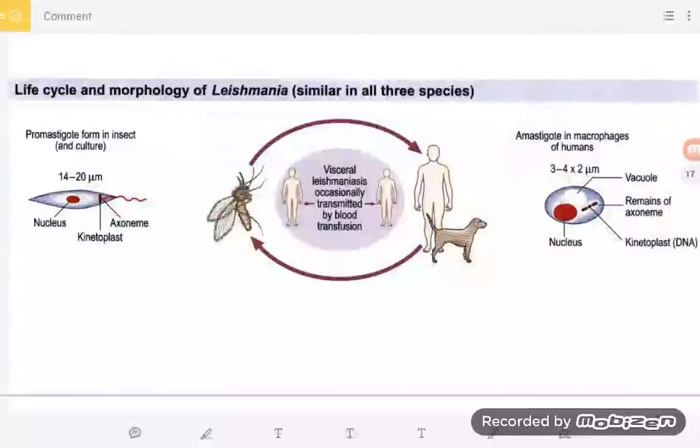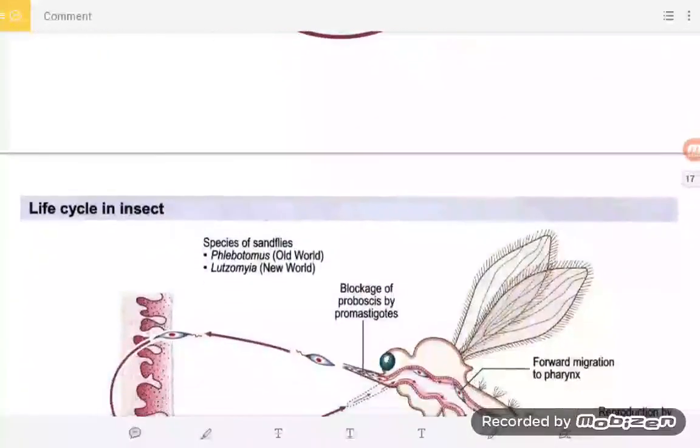So the sandfly is the vector in the case of Leishmania. There are three medically important species: Leishmania tropica, Leishmania donovani, and Leishmania brasiliensis. In all three species, the sandfly is the vector. And the other form is the amastigote form. It is present in the host. This is the life cycle.